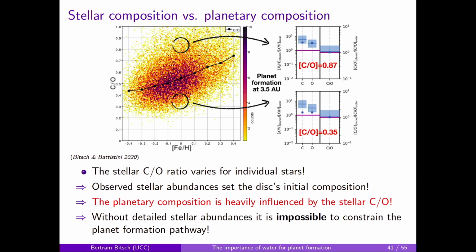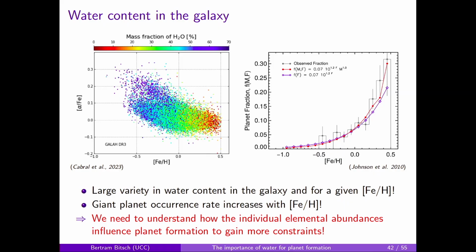And it directly indicates, even if you say you have the same Fe/H, by just changing the C/O ratio, you completely change the result of your simulation, which of course makes sense, because the C/O ratio sets how much water you have, how much CO2 and so on you will have. So without the detailed stellar abundances that we can use as input, we cannot play the game of constraining the formation pathway of planets. So the stellar abundances are super important if you want to understand something about the formation location of these planets. Additionally to that, we can look at the water content.